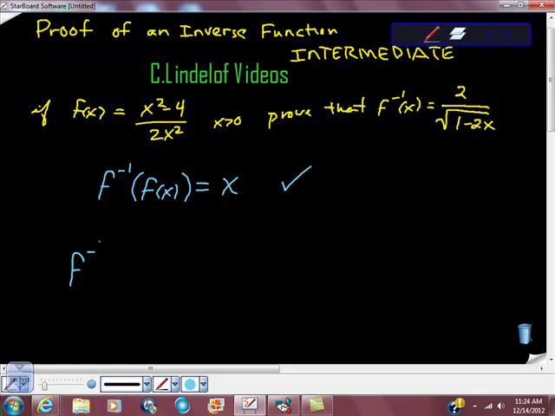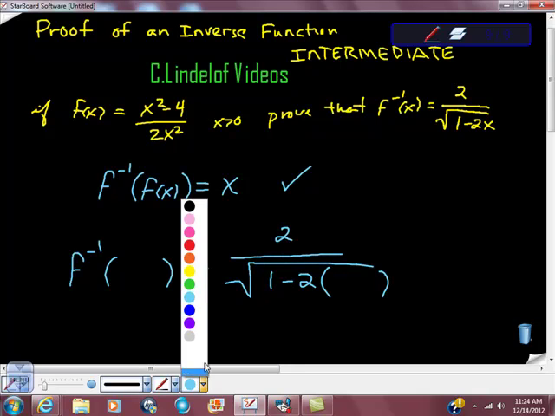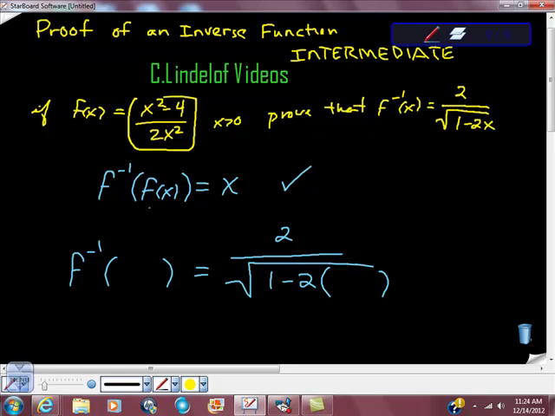First thing I'm going to do is set up the shell here this way. What I intend to do is take 2 over the square root of 1 minus 2 times the value that I intend to insert, and then I'm going to go back here and insert f of x. So here's my f of x. I'm going to put my f of x in here, and that f of x is x squared minus 4 over 2x squared. All right?